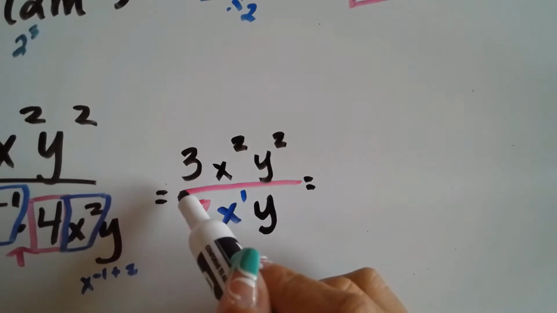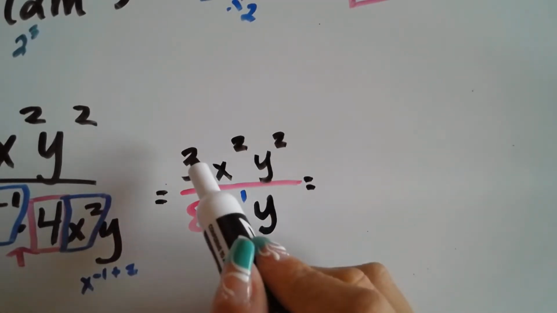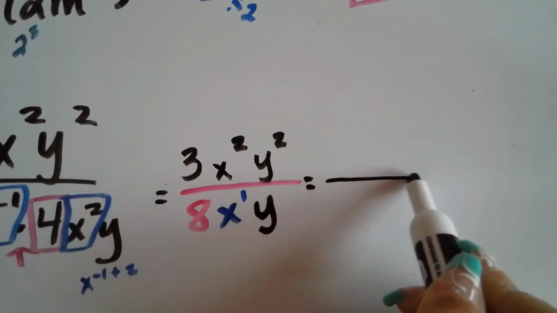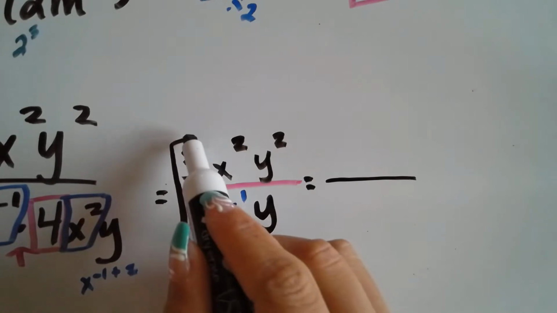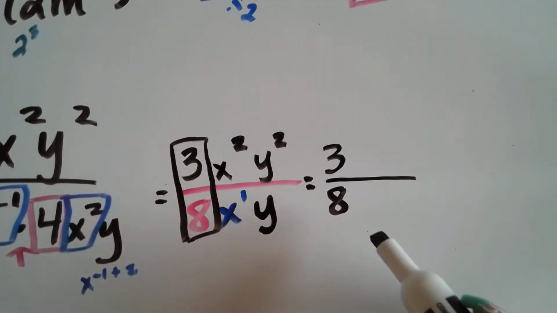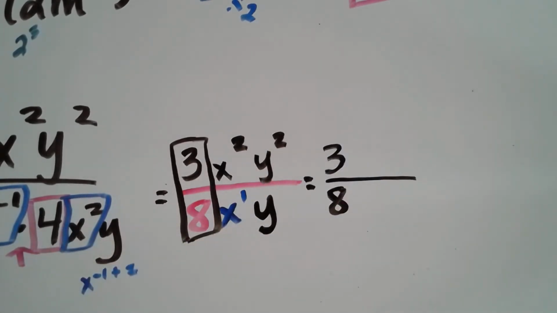Now we see a fraction bar, and we know we're going to divide. We really can't divide 3 divided by 8 unless we get a decimal. So for this one, we're just going to leave it as 3 over 8. That's as simplified as this one gets in fraction form.